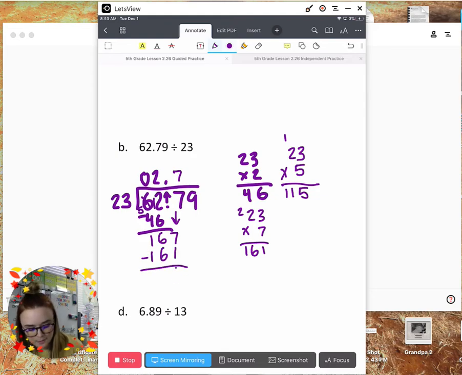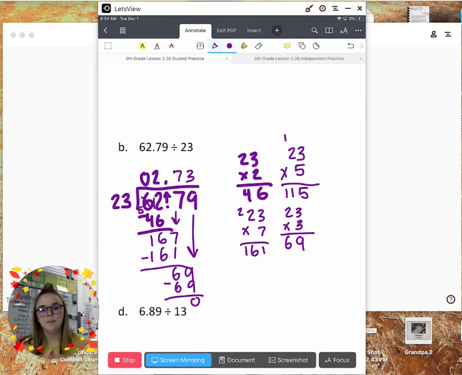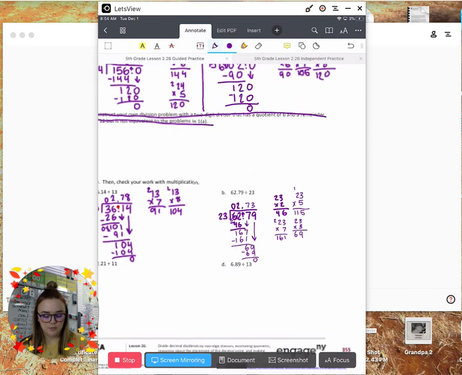7 times 1 gives me 6, and the rest will give me 0. And I bring down my 9. So now I have 23 into 69. Well, 2 wasn't enough. 5 was too much. Let's try 3. 3 times 3 gives me 9, and 3 times 2 gives me 6. Perfect. So our 3 goes up, and we subtract 69 and get 0. So our final answer is 2 73/100.